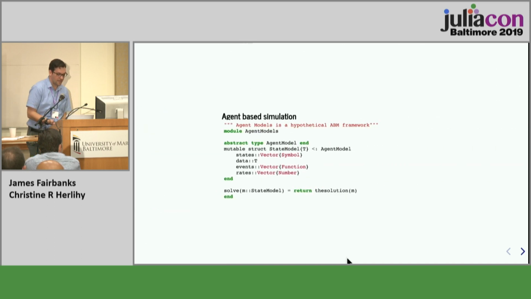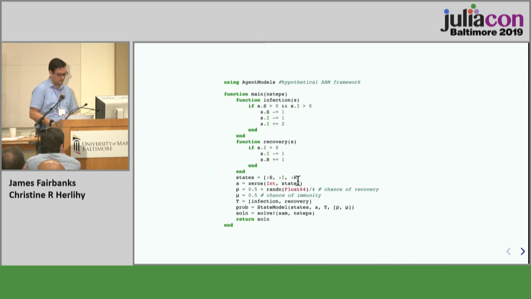Okay, here's another kind of hypothetical modeling framework for agent-based simulation, where you have some data structure that represents the states, the agents, the events that can happen, the rates at which those events happen. And then if you wanted to use that modeling framework, you'd write your model like this. You define infection. Okay, I take a susceptible person and an infected person and produce 2 infected people. Recovery, I take an infected person and turn them into a recovered person.